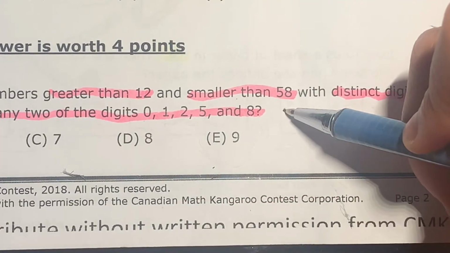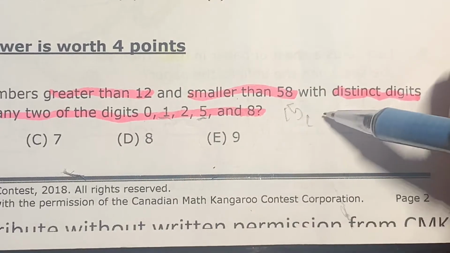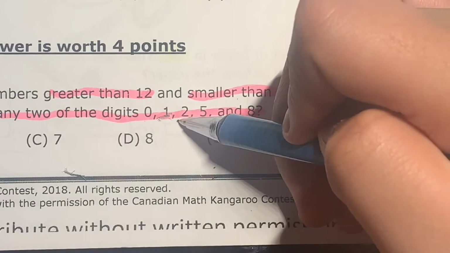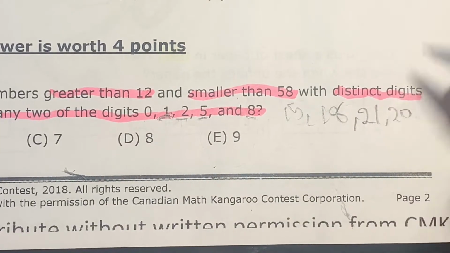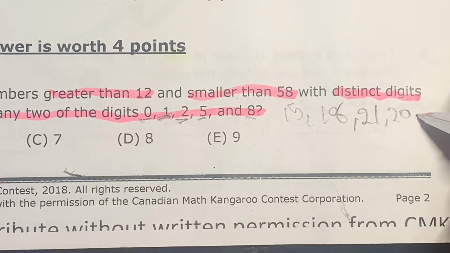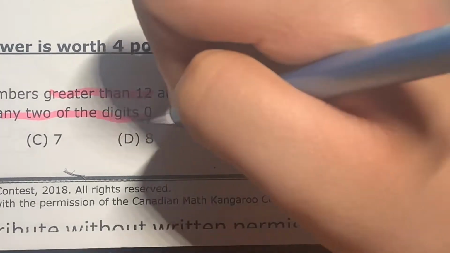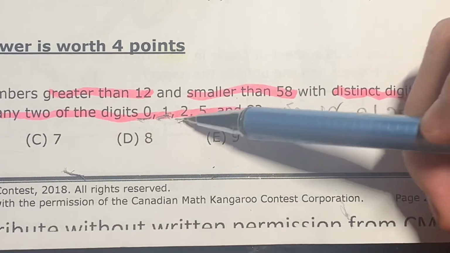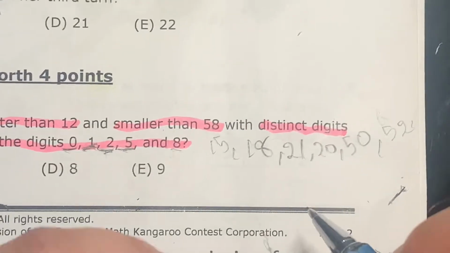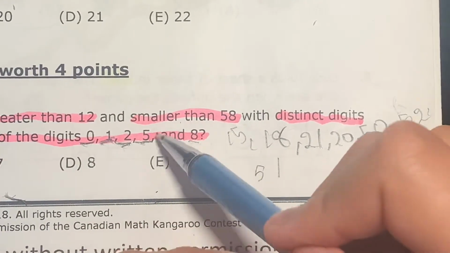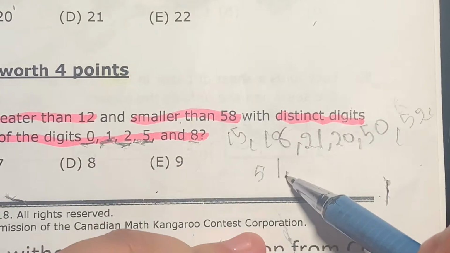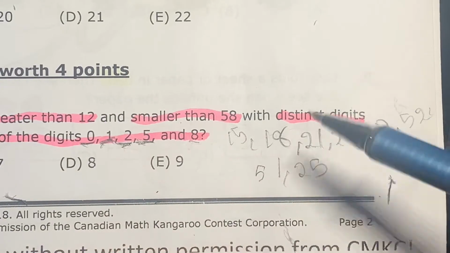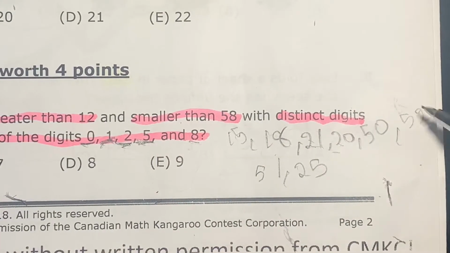We have 15, 1 and 5. We have 18, 1 and 8. We have 21, 2, 1. We have 20, 2, 0. We have 50, 5, 0. We have 52, 5, 2. We have 51, 5, 1. We have 25, 2, 5. Let's count for now what we have. 1, 2, 3, 4, 5, 6, 7, 8.